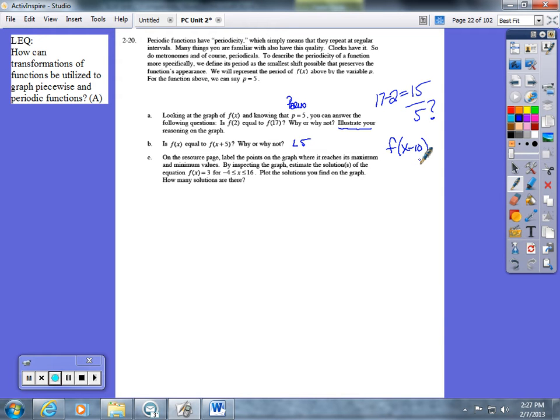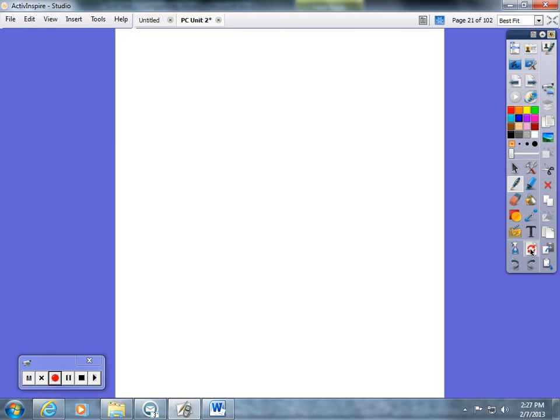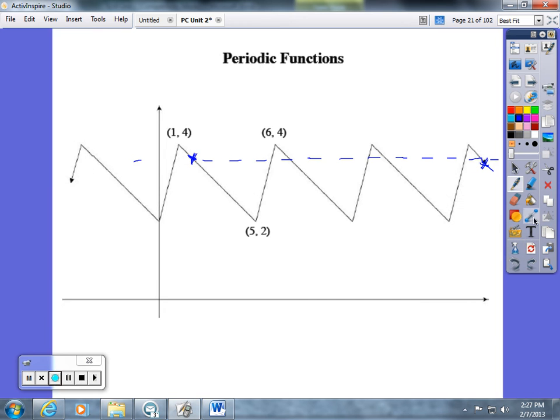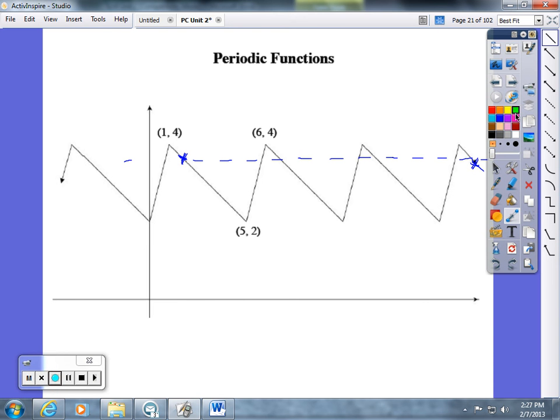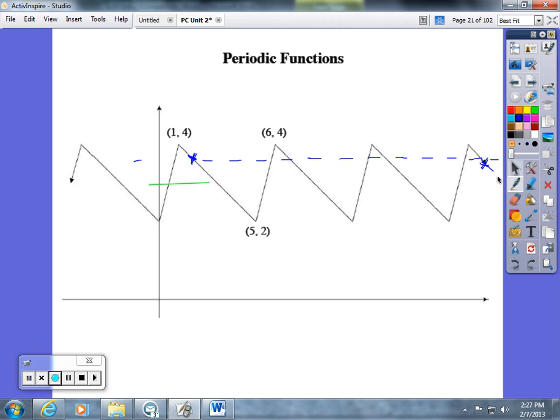All right, so on the resource page, it reaches maximums and minimums by inspecting the graph, and estimates solutions where f(x) is 3. It says estimate. So that means we're drawing a horizontal line where y is 3, which would be halfway between 2 and 4. So a horizontal line between 2 and 4. All the solutions would be all these values, and they'd all be estimates.